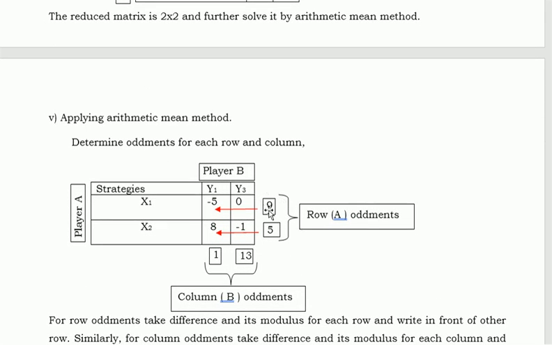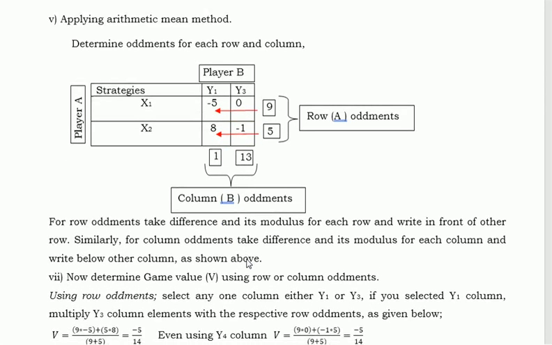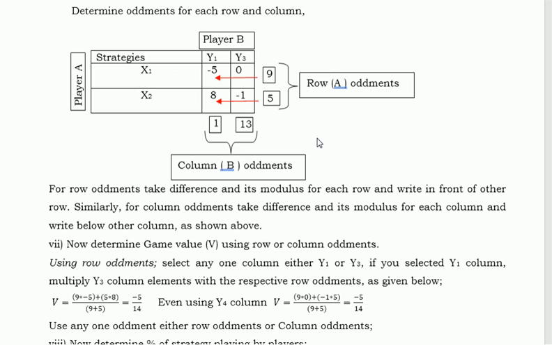Row oddments, the difference of adjacent rows: 8 minus of minus 1, that is modulus 9; minus 5 minus 0, its modulus is 5. Column oddments: here minus 1 minus 0, modulus is 1; 8 minus 5 minus of minus 5, 13, modulus is 13. Now, using row oddments or column oddments, determine the game value.